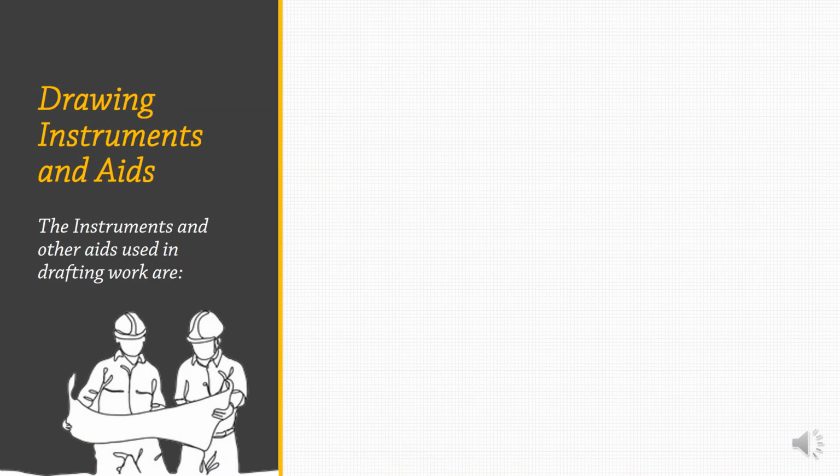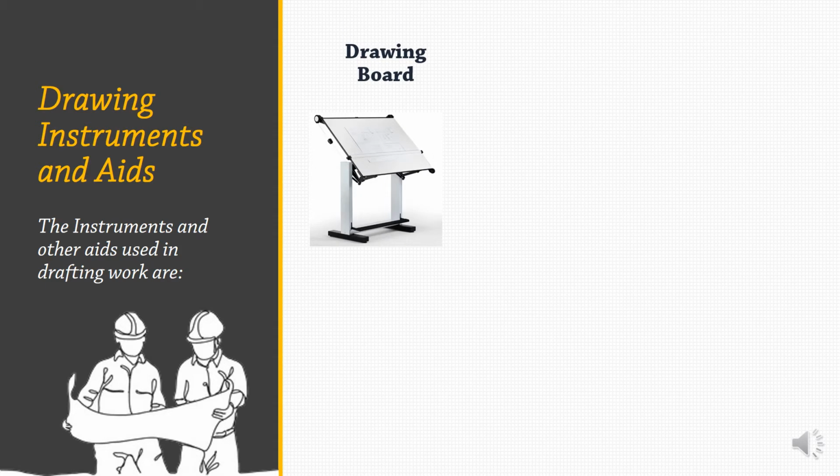Now, for the drawing instruments and aids. So there are several instruments, but we will be citing yung mga pinaka-basic na mga instruments. So the instruments and other aids used in drafting works are, first, the drawing board. So drawing board, ito yung mga high-end na mga drawing board. So it is where we place the drawing sheet and we make our engineering drawing or yung plan.